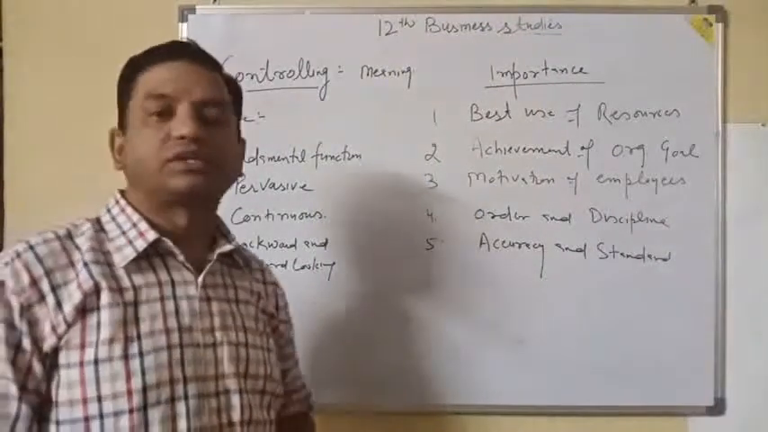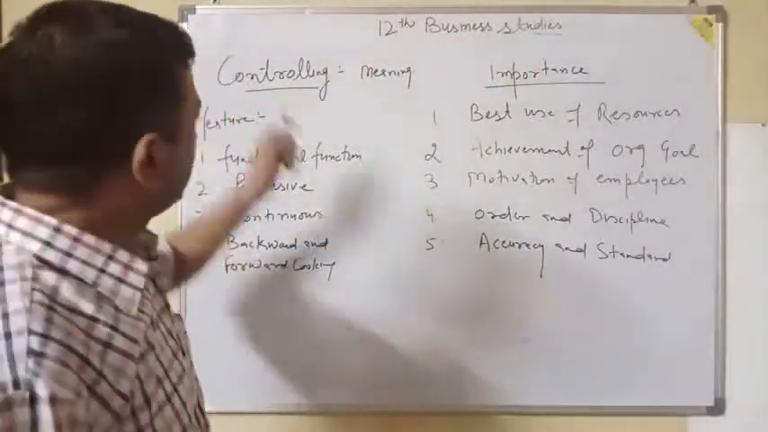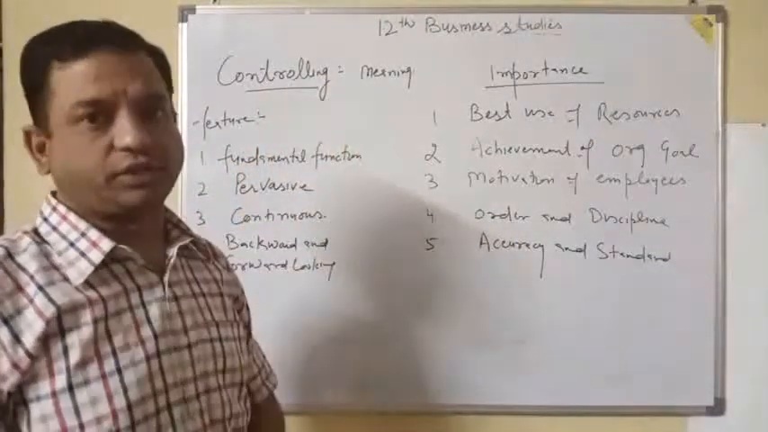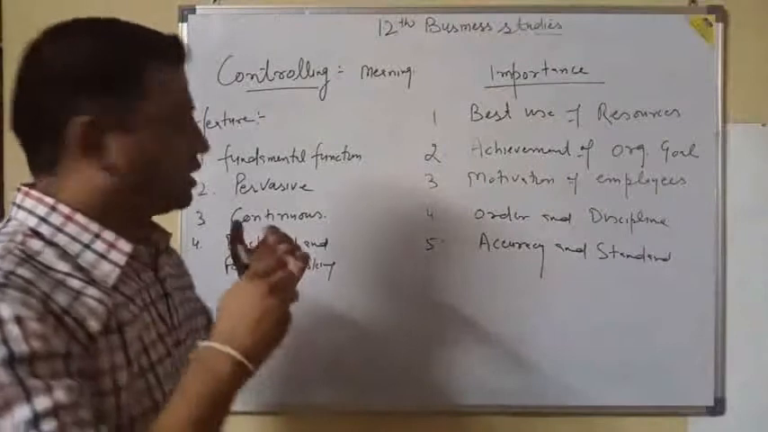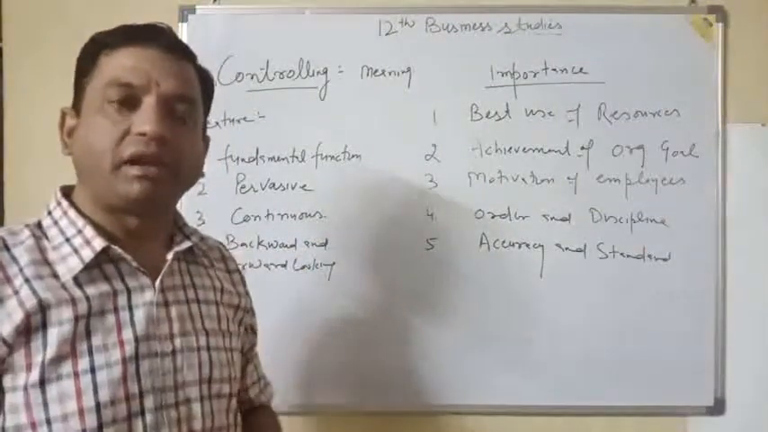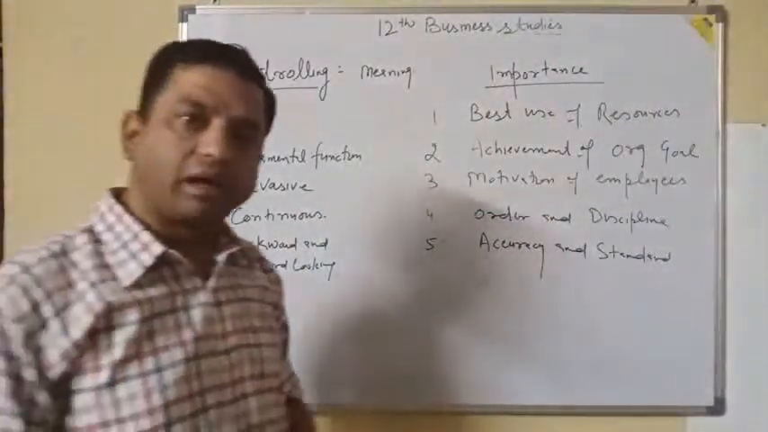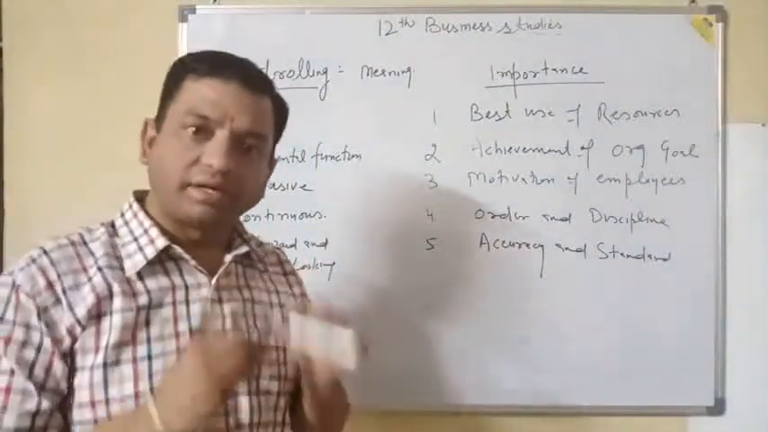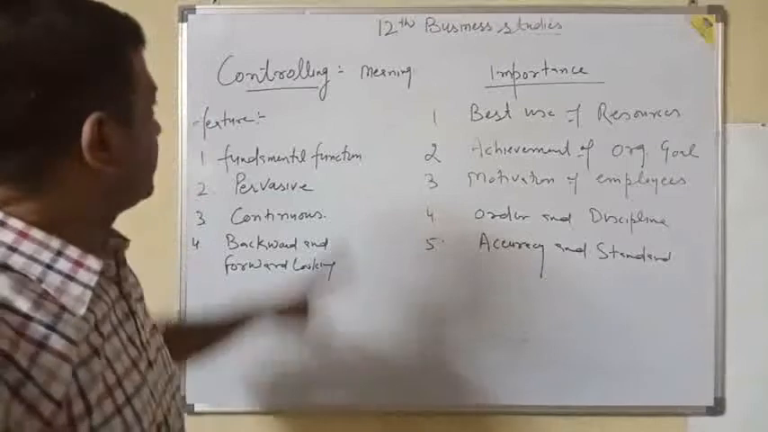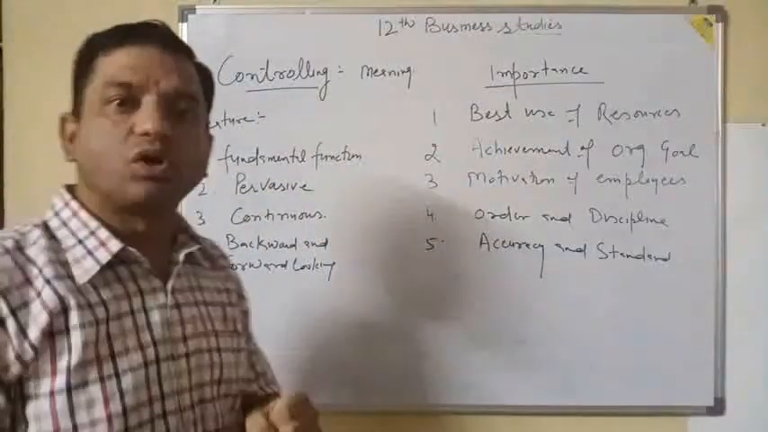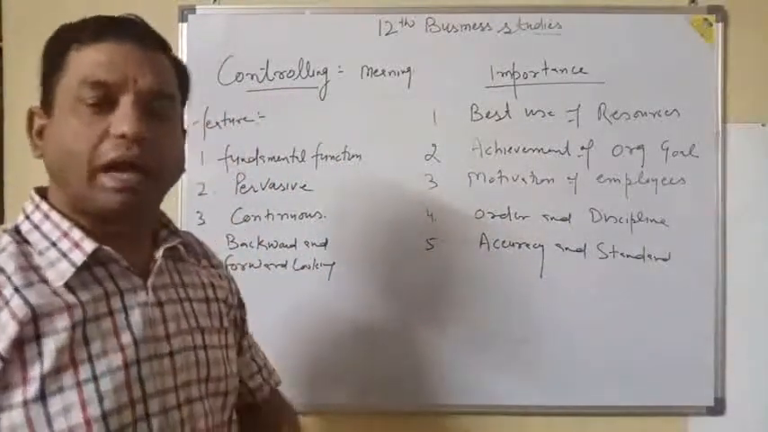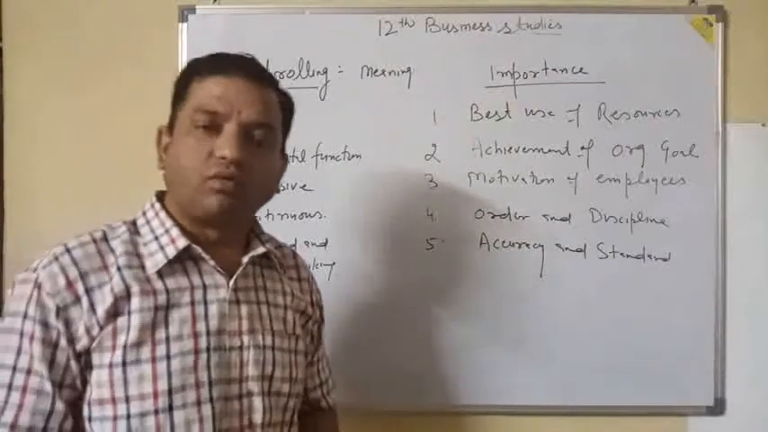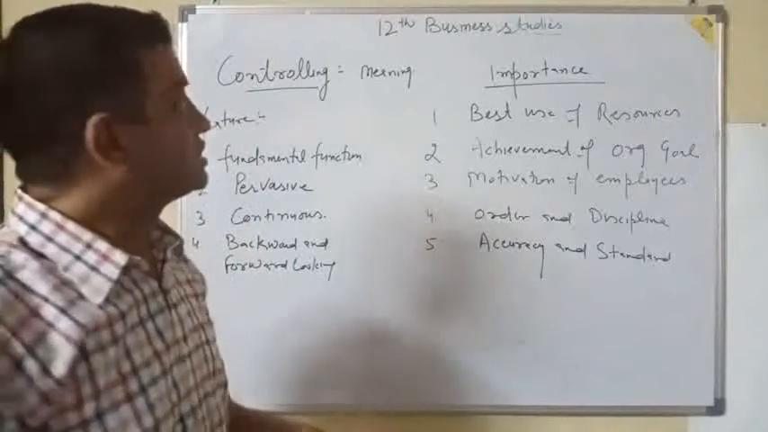Out of all the functions of management, this is one of the most crucial, vital, and important functions, because if a manager has planned well, organized well, made the staffing well, and given the direction properly, but unless there is good controlling, everything will go in vain. Everything will be washed out, everything will be zero.